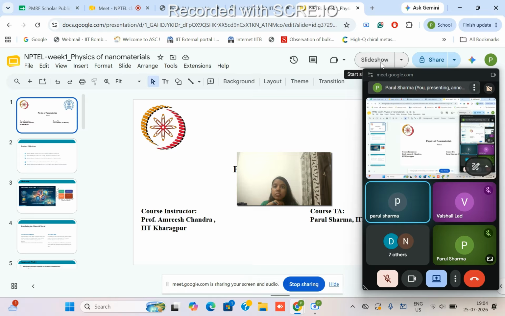Then size and shape dependent. So we can tune depending upon the size and shape. We can tune across from visible to NIR region. So you can see that if we have the gold nanoparticles and the size is between 10 to 20 nanometer, it will give us the red color. These are the PL.